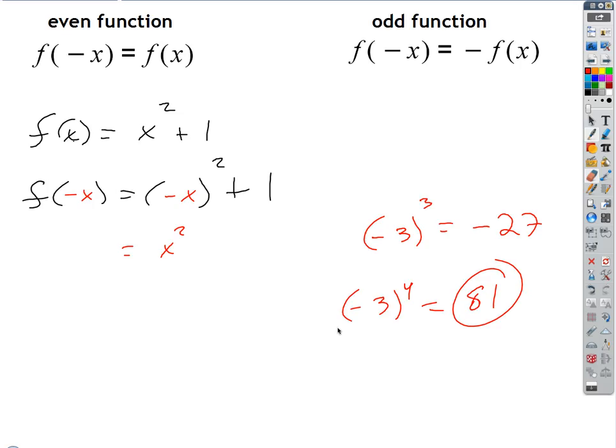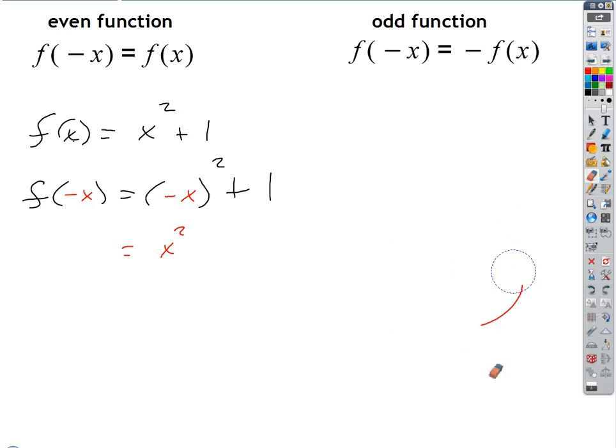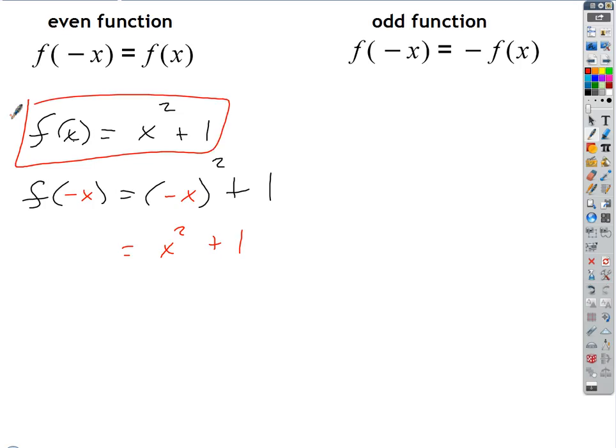If we go back to our problem here, what was the outcome? This became x squared plus 1. That looks familiar. That's just the original function, right? So when I plugged in negative x, I got back f of x. It's even. You see what I mean by that? When I put a negative x into this function and simplified, I got back the original function. So I passed the test for an even function.